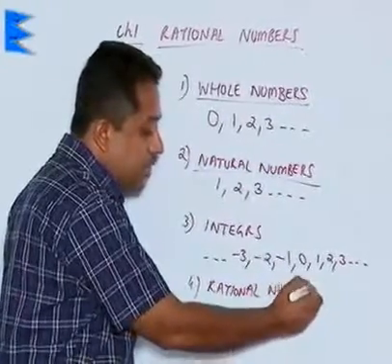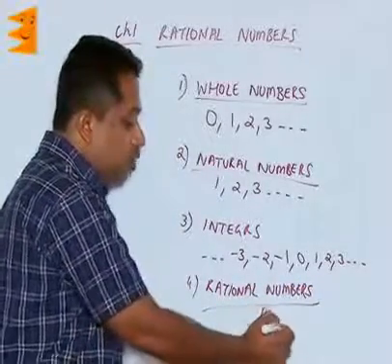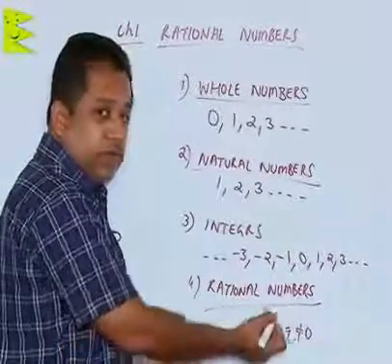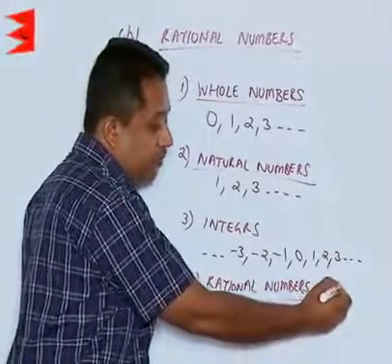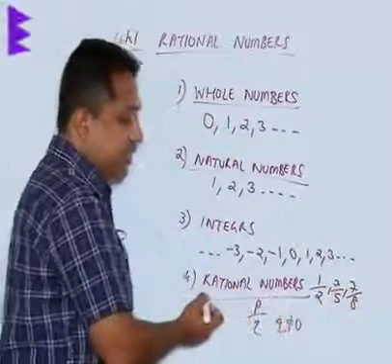Now, what do p and q represent? p and q are numbers, but q should not be equal to 0. p and q can be any number, but q should not be equal to 0. So, we can have any fraction, 1 by 2, 3 by 5, 7 by 8, all these are rational numbers.